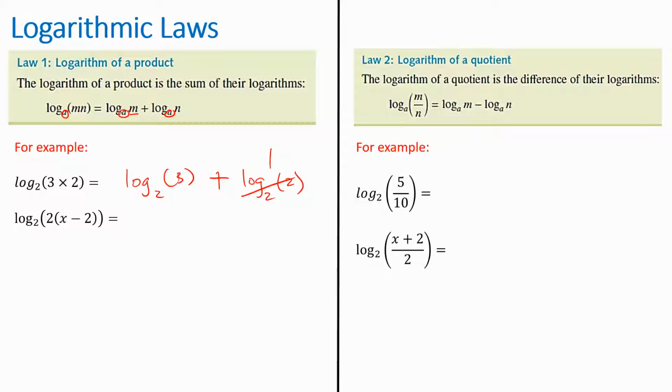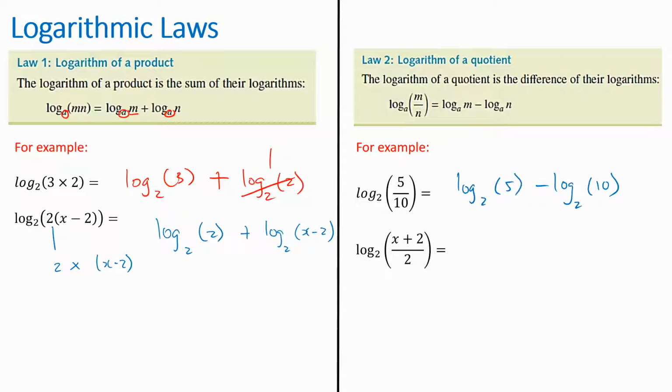Same thing with this one. This is the same thing as saying 2 times x minus 2. So if you break it up, it will just be log base 2 of 2 plus log base 2 of x minus 2, because you just do the multiplication of 2 and x minus 2. Then when you split it, it becomes 2 and x minus 2. Same thing with division. Division would be subtraction. So this would be log base 2 of 5, take away log base 2 of 10. Same thing.